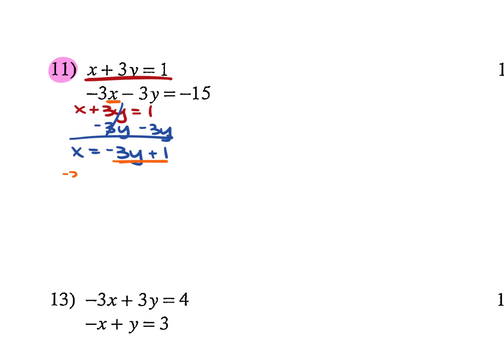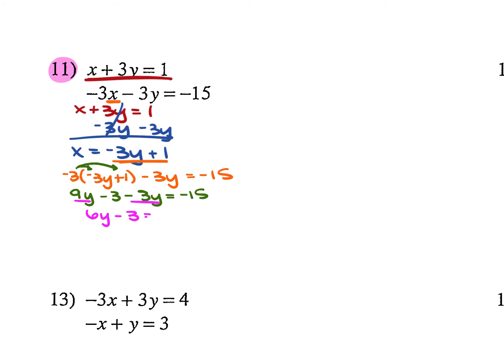So this is going to give us negative 3 times negative 3y plus 1 minus 3y is equal to negative 15. Distribute the negative 3 in. This gives us 9y minus 3 minus 3y is equal to negative 15. Combine your like terms. This is 6y minus 3 is equal to negative 15. Move the 3 over, add it to both sides. We have 6y is equal to negative 12. Divide each side by the 6. We have y is equal to negative 2.